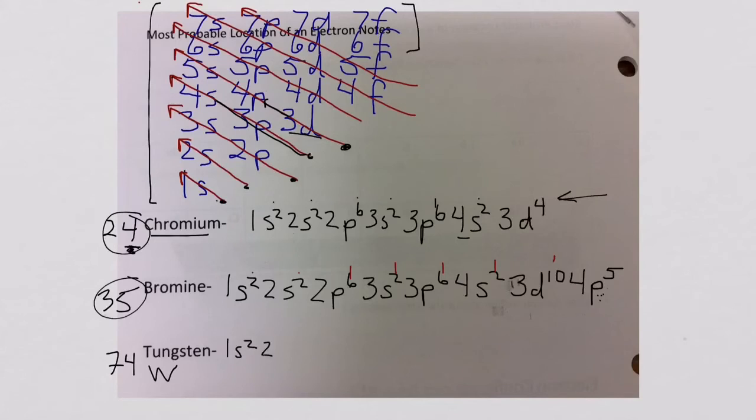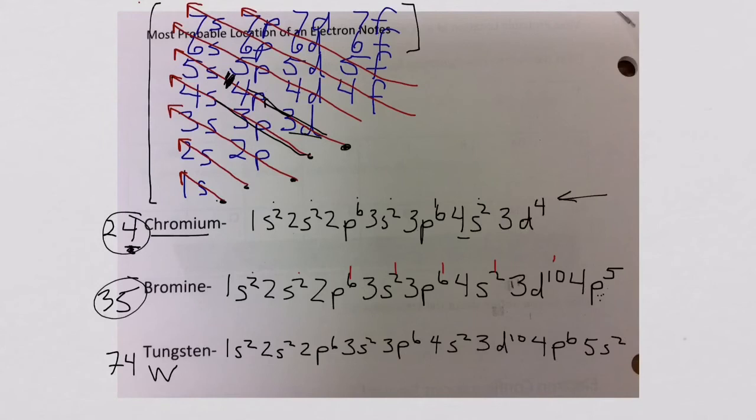Okay, ready? 1s2, 2s2, 2p6, 3s2, 3p6, 4s2, 3d10, 4p6. Okay, so that gets us to 36 electrons, and that puts us about right here on our line up here, on our diagonal line right here. So now, what's next?